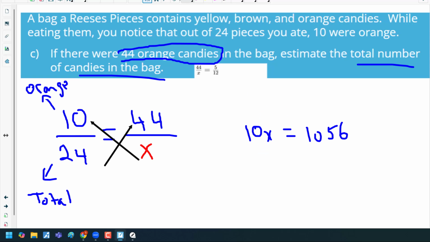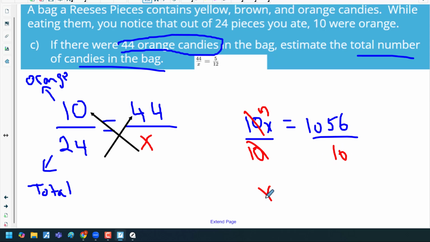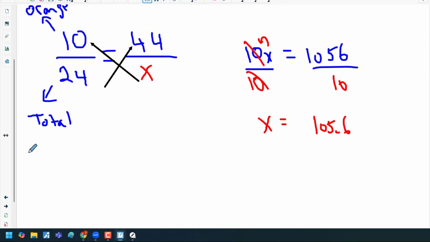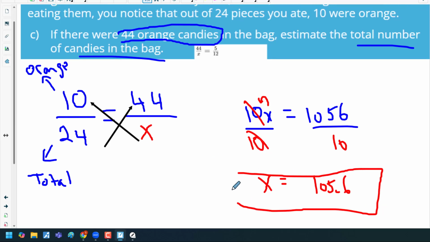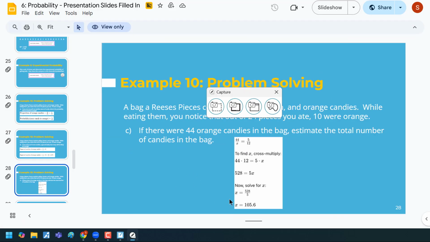And finally, the last step is to divide both sides by the number that's next to your letter. Cancel this out. And x is equal to 105.6, roughly. So in this case, x is the total amount of candies in the bag. 105.6. Boom.